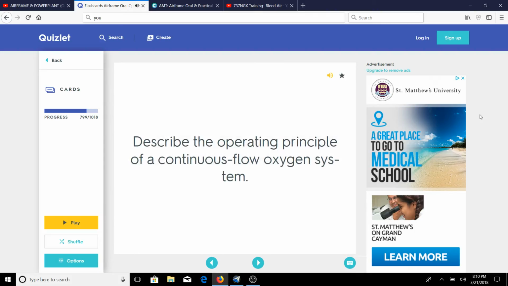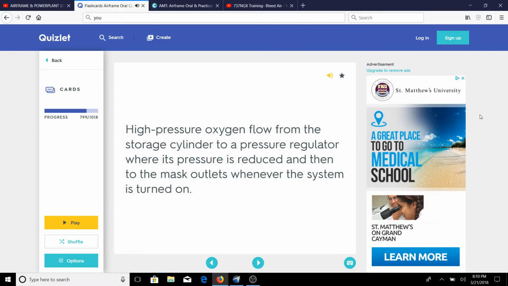Describe the operating principle of a continuous flow oxygen system. High-pressure oxygen flows from the storage cylinder to a pressure regulator where its pressure is reduced, and then to the mask outlets whenever the system is turned on.